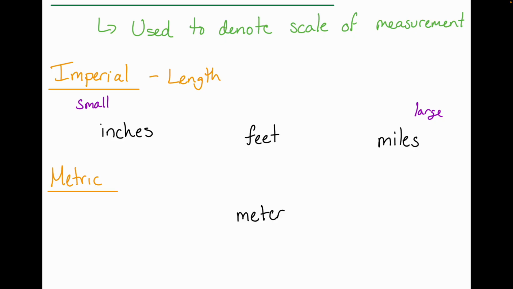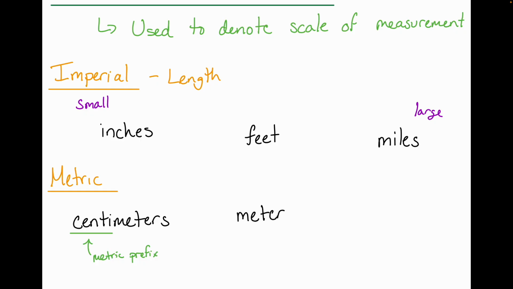And what I'm going to do is I'm just going to tack a prefix onto the front of that. All right, so for example, if I wanted to measure something small, I could do so in centimeters, where the centi is this metric prefix. All right, so still that same base unit, I just tacked a prefix onto the beginning of it. And that prefix is denoting scale.